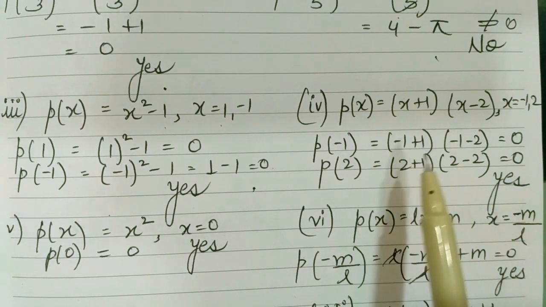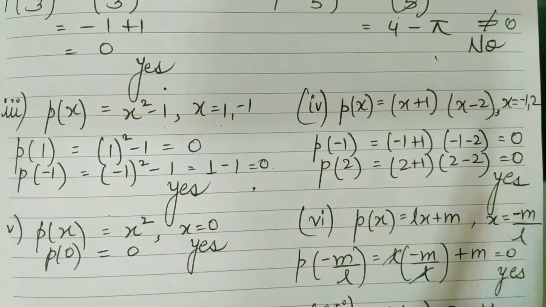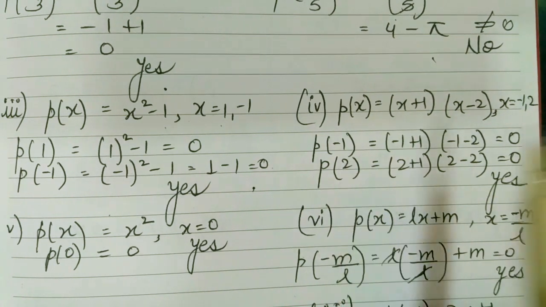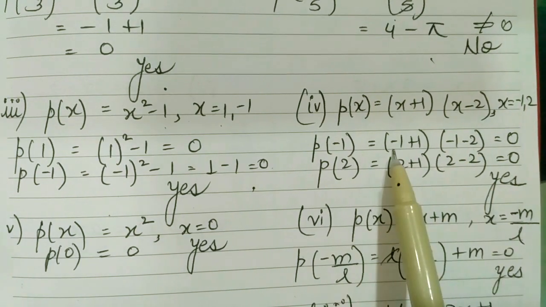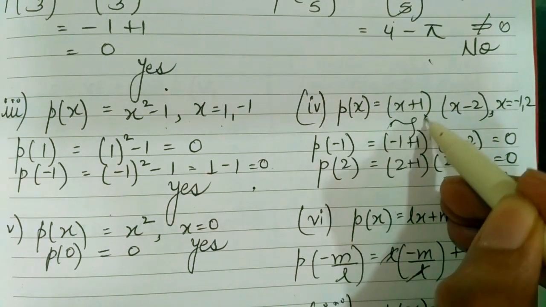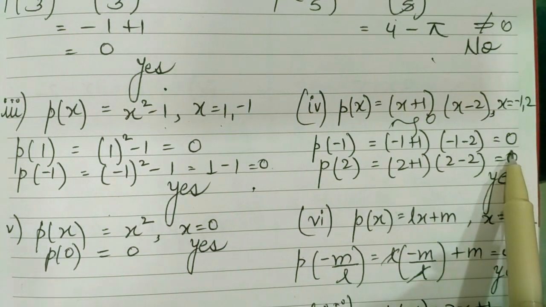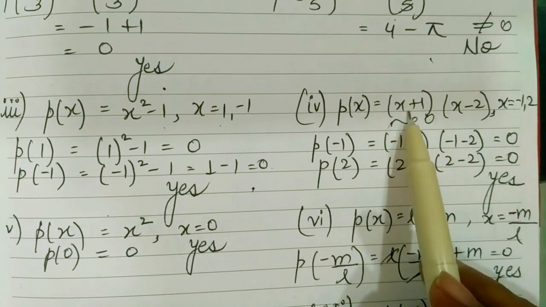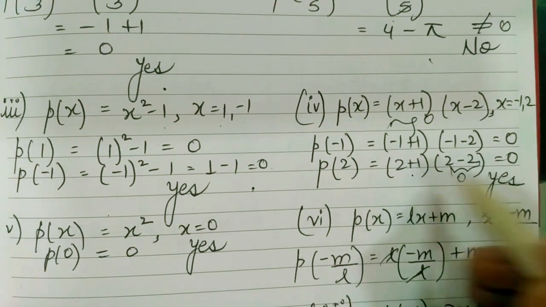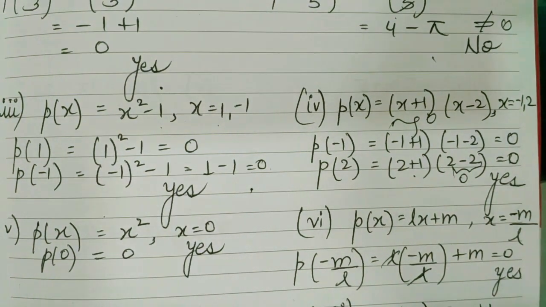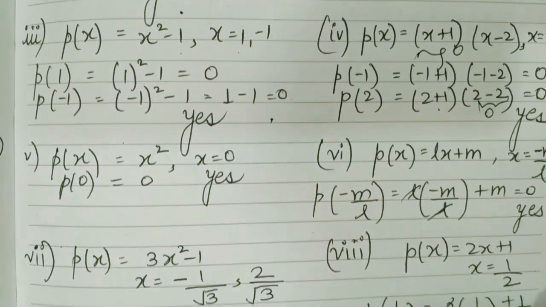Next, I have to check x plus 1 times x minus 2 at x equals minus 1 and 2. When I put x equals minus 1, it becomes minus 1 plus 1 and minus 1 minus 2. Minus 1 plus 1 turns out to be 0, and anything multiplied by 0 will be 0. When I put x equals 2, it becomes 2 plus 1 into 2 minus 2. This is 0, and anything multiplied by 0 is 0. In both cases, I got the answer as 0, so these both are zeros of the polynomial.